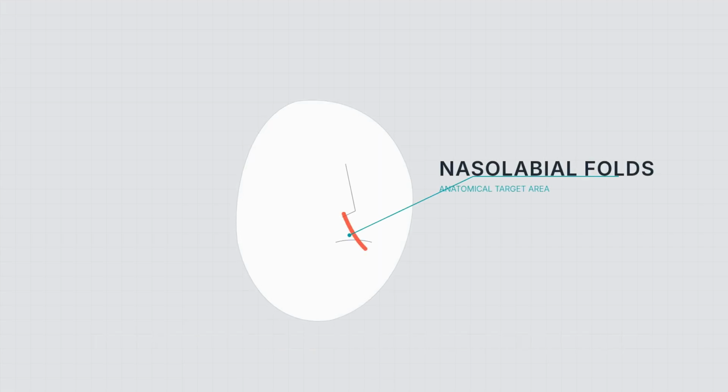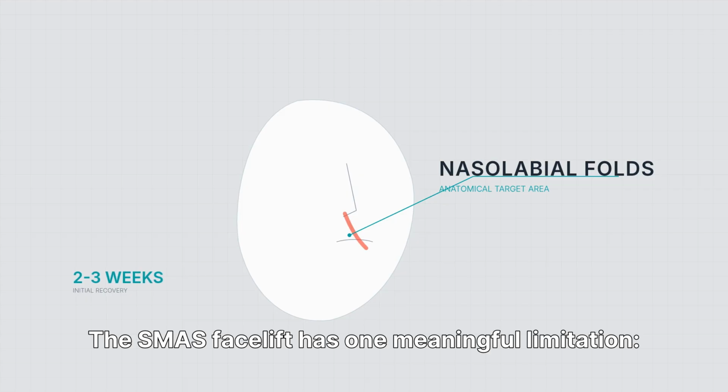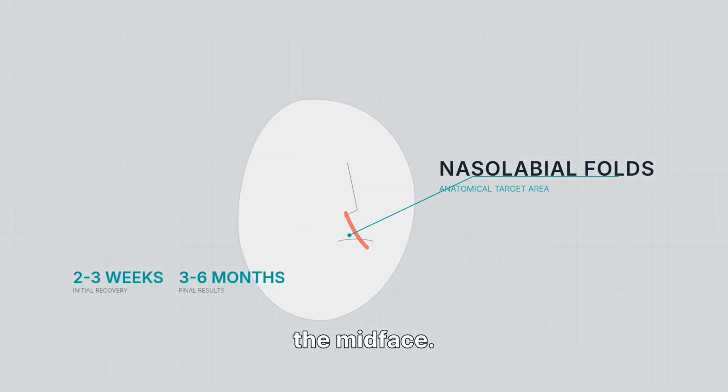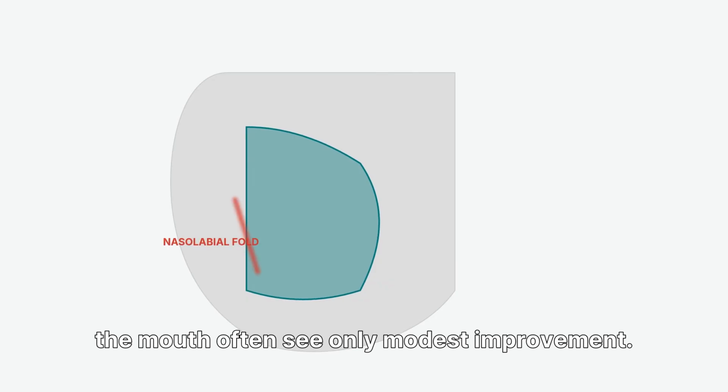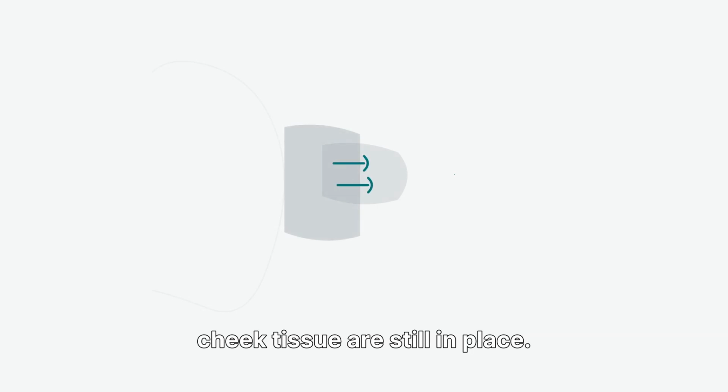Here's something important that often doesn't get talked about enough. The SMAS facelift has one meaningful limitation: the midface. Those deep creases from the nose to the mouth often see only modest improvement. Why? Because the retaining ligaments that tether the cheek tissue are still in place.